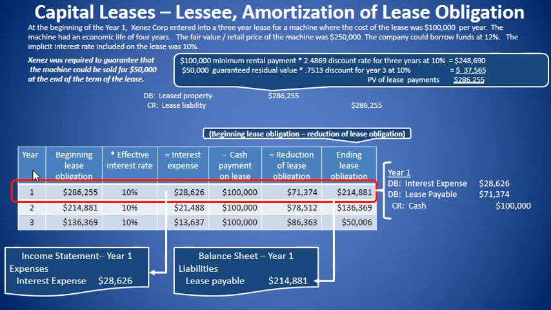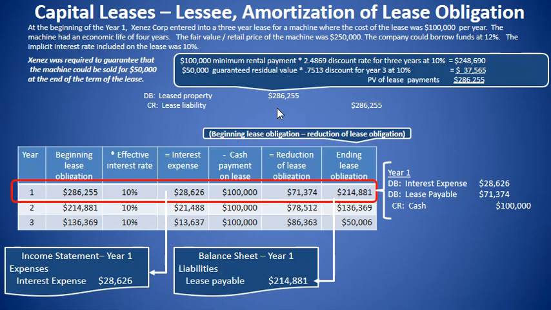And I have my year, I have my beginning lease obligation, and my effective interest rate that I'm going to use, the lower of the 12% or 10%, equals an interest expense. From that, I'm going to subtract out my payment on my lease, and anything that's not interest expense is going to be treated as a reduction of my lease obligation, which will then result in my ending lease obligation. So let's take a look at year number 1.